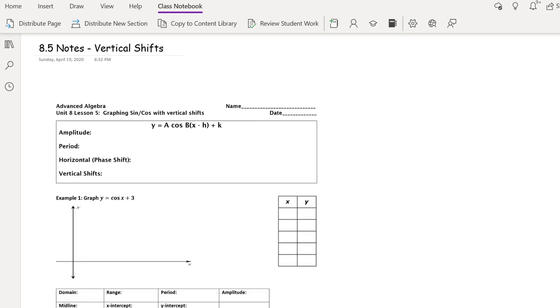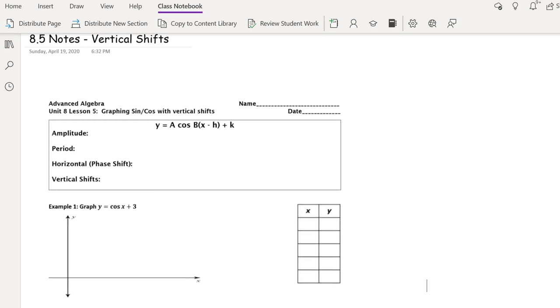So today we're covering the last type of translation, or transformation I should say, for a periodic function, and that's the vertical shift. So remember, the amplitude is half the distance between max and min. The period is 2 pi divided by the b value.